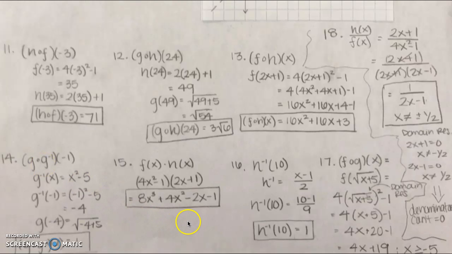And then I think you might have also mentioned 16. That's the same thing. So what you want to do is just make sure you take the inverse of h. So switch x and y and solve for y. And then after that, just plug in 10. So that's what I did here. I found the inverse, and then I just plugged in 10.